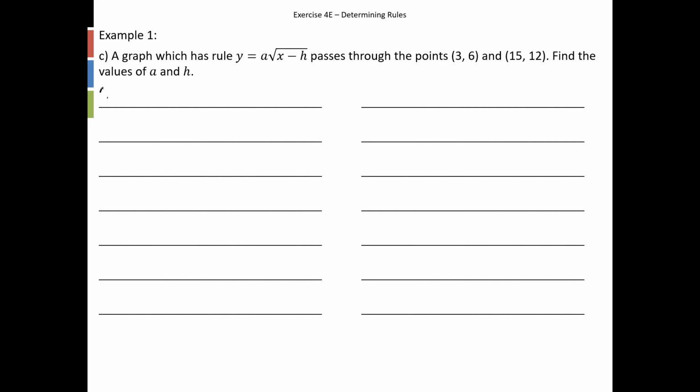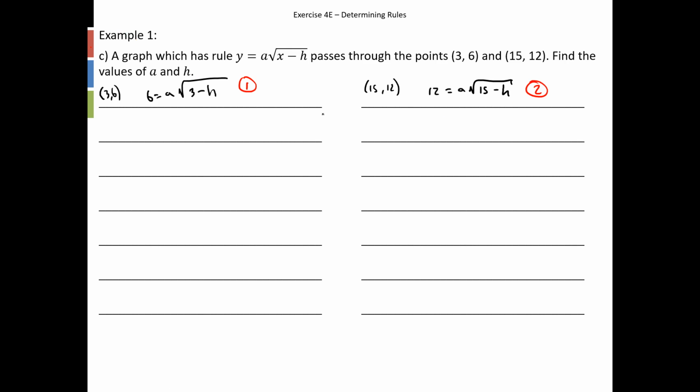So for (3, 6), we've got 6 equals a square root 3 minus h, and I'll call this equation 1. And then for our second one, (15, 12), we get 12 equals a square root 15 minus h. Okay, so we get this situation. There's a couple different ways you can approach it, and even I fumbled around with this before, but quickly, I'll call this equation 2.